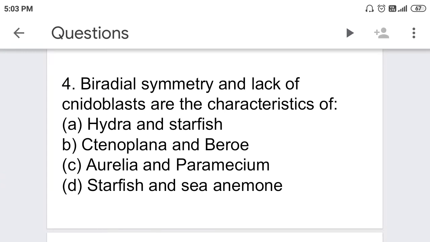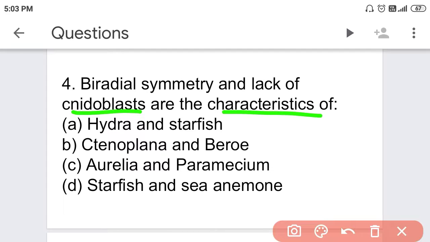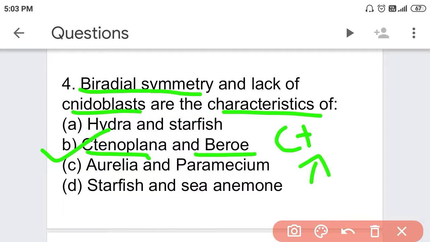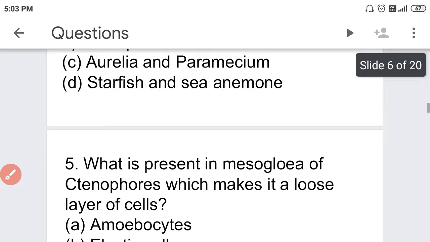Biradial symmetry and lack of cnidoblasts are the characteristics of A, Hydra and starfish, B, Ctenoplana and Beroe, C, Aurelia and Paramecium, D, starfish and sea anemones. As we all know, biradial symmetry occurs in Ctenophora, and also cnidoblast cells are not present in Ctenophora, and the organisms belonging to Ctenophora are Ctenoplana and Beroe. So the right option is option B. Let's move to the next question.